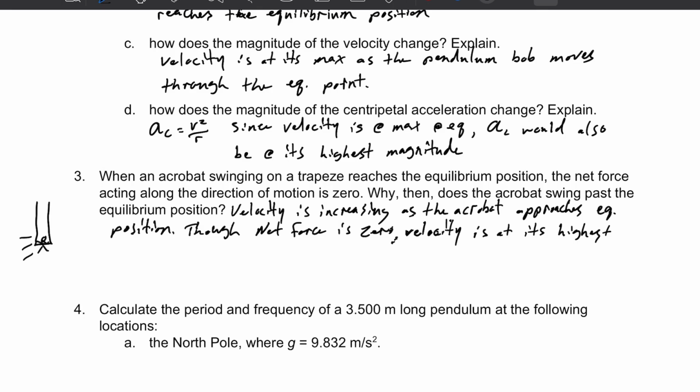Again, velocity is increasing as the acrobat approaches equilibrium position. Though net force is 0, velocity is at its highest when passing through equilibrium, and this being the net force for the restoring force.